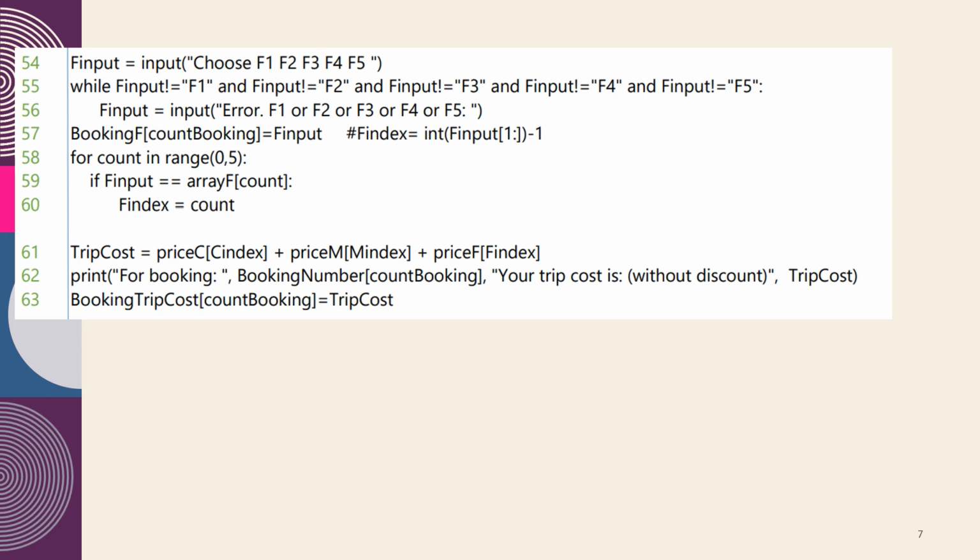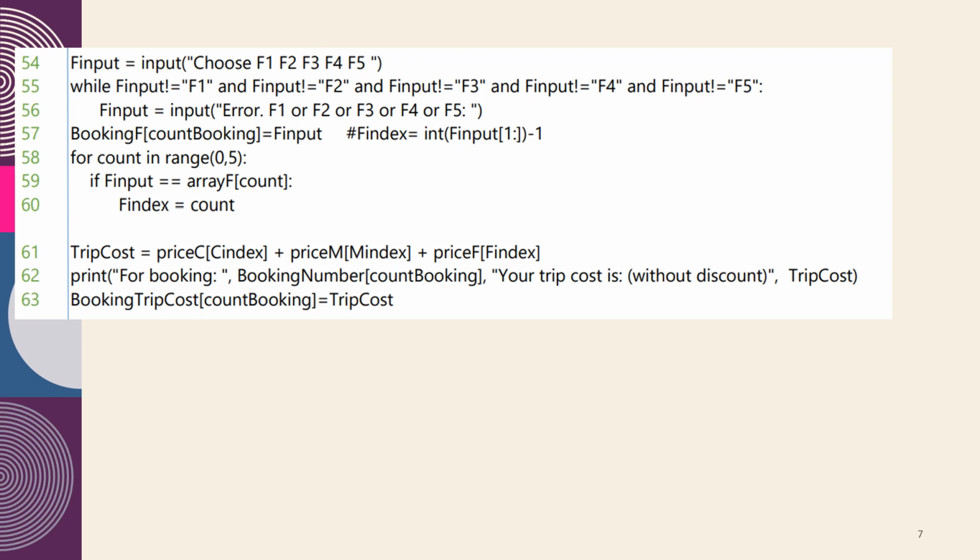Okay, and finally, we've finished inputting our C, our M, our F. We're in lines 61, 62, 63. We are showing them their cost. Okay, line 61, trip cost is equal to price C of the C index. So if they chose C3, that means I'm at index 2, plus price M of the M index of what they chose, plus price F of the F index of which one they chose, and print their cost without the discount. Okay, now the next lines from line 64 to 68, those are the lines of task 3.